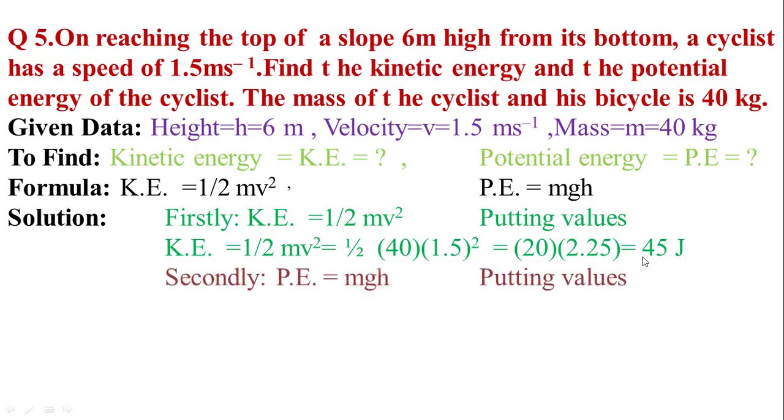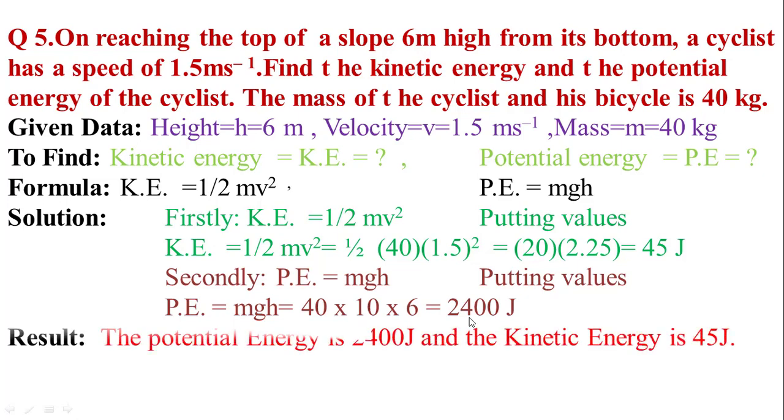Now we will find the potential energy. Pe is equal to mgh. Putting the values, Pe is equal to mass m is equal to 40 multiplied by value of g 10 and height h is equal to 6. So 40 multiplied by 10 multiplied by 6 is equal to 2400 joule. Now the result is the potential energy is 2400 joules and kinetic energy is 45 joule.